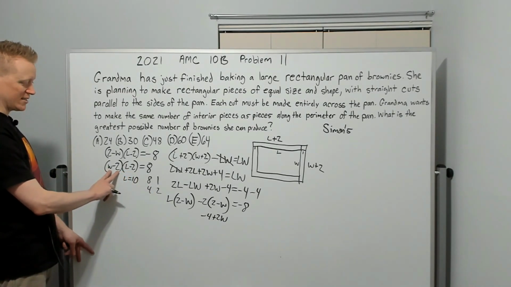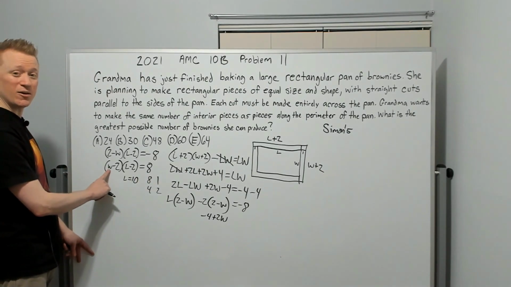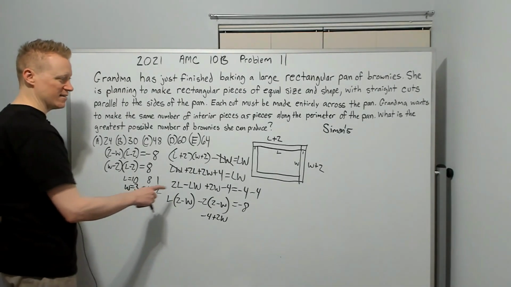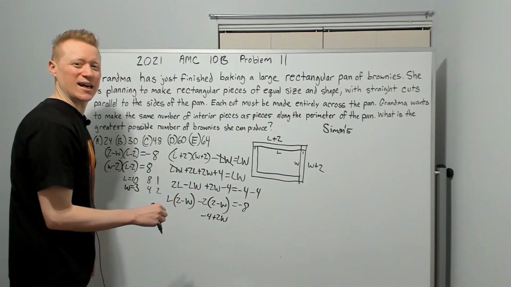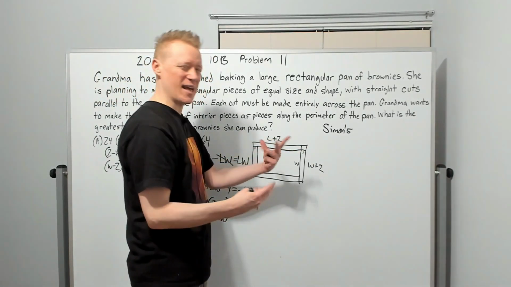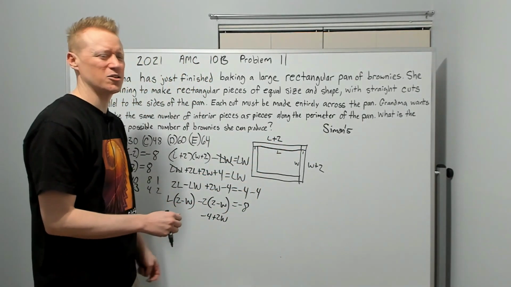And then if this is going to take on the value of 1, what does w have to be? w has to be 3. Now, that would mean that the length times width on the inside is 30. Let's see if this worked. Did it work? Did we make some kind of mistake? Did I actually execute Simon's favorite factoring trick correctly?